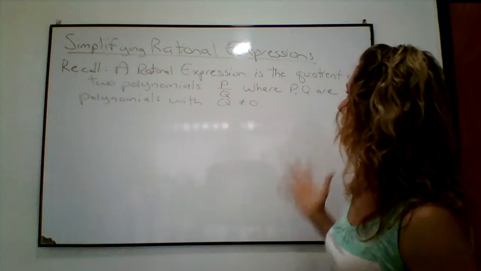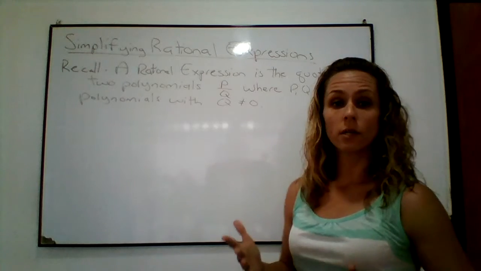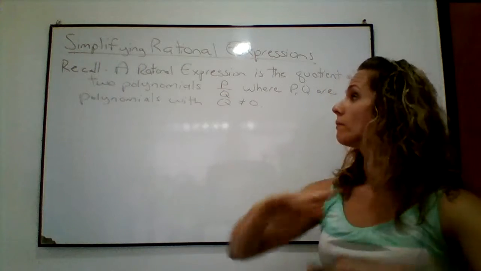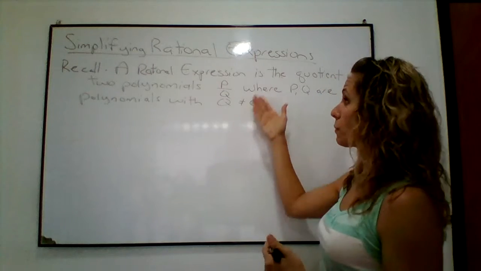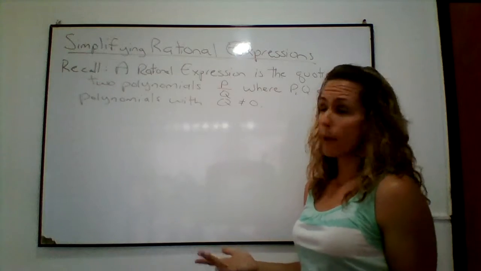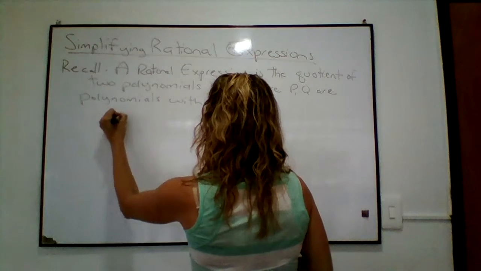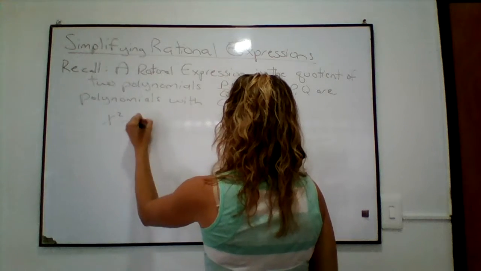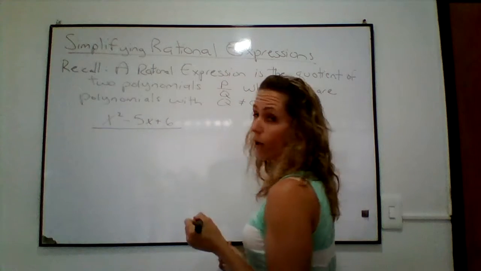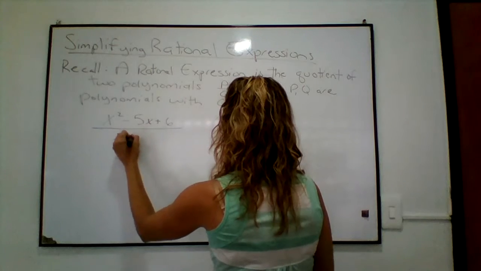So, simplifying rational expressions. We want to remember that a rational expression is just when we place one polynomial on top of another polynomial. In the definition, we refer to those as P over Q, and what that means is simply that P is some polynomial, say x squared minus 5x plus 6, and we place another polynomial underneath that, say x plus 5.